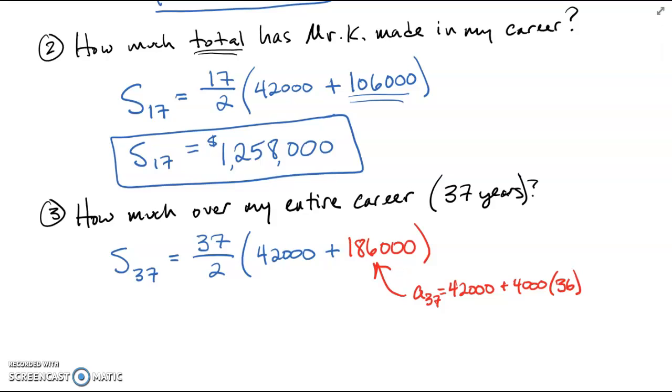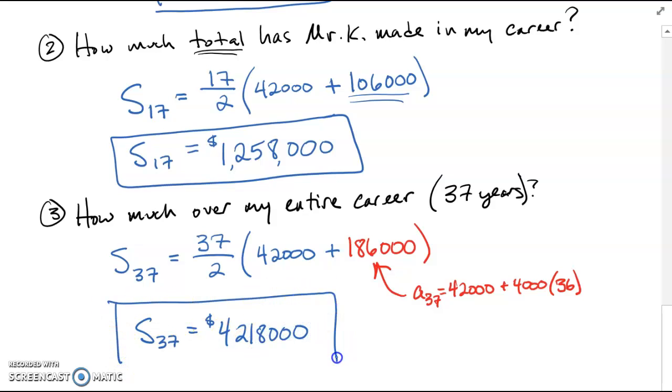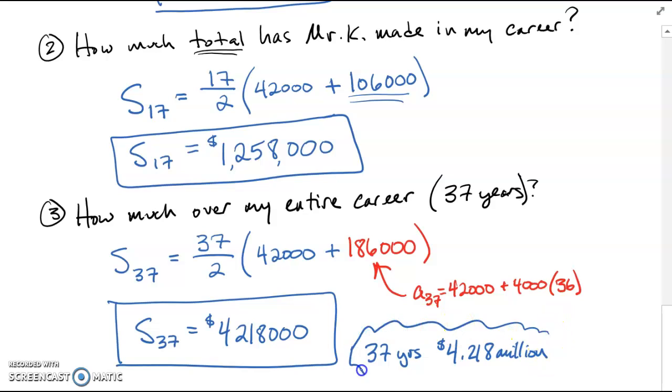You can see there's just a lot of plug and chug, and so the sum of 37 years of work is going to be $4,218,000, right? So when I was a kid right out of college, if they had said, hey, sign this contract for 37 years, $4.2 million, right? That's pretty crazy to think about. But that's kind of how we sometimes think about it for athletes and stuff like that. Signed a contract, 37 years, $4.2 million.